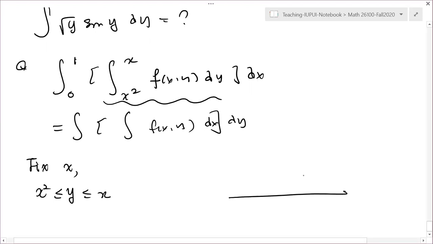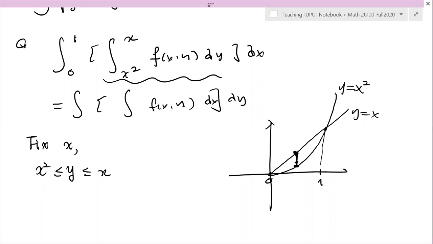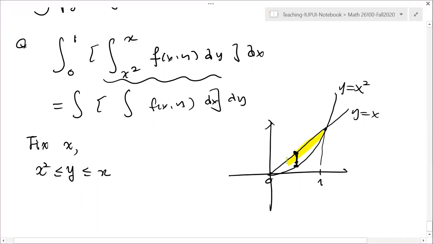So now you can clearly get the picture. x is between 0 and 1, and y is between those two curves. This is y equals x, and this is y equals x squared. So clearly this inequality describes the region, and that's my D.